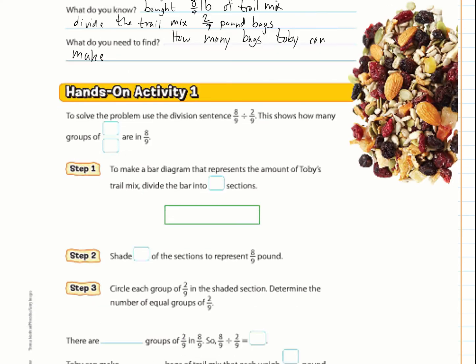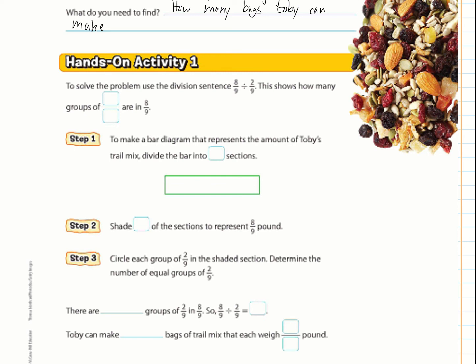Hands-on activity 1. To solve the problem, use the division sentence 8/9 divided by 2/9. This shows how many groups of 2/9 are in 8/9. To make a bar diagram that represents the amount of Toby's trail mix, divide the bar into 9 sections. So 1, 2, 3, 4, 5, 6, 7, 8. I know they're not equal, but just act like they're equal. And then we have 2/9 here, 2/9 there, 2/9 there, and 2/9 there. We're going to shade 8 out of the 9. Shade 8 sections of the 8/9 pounds.